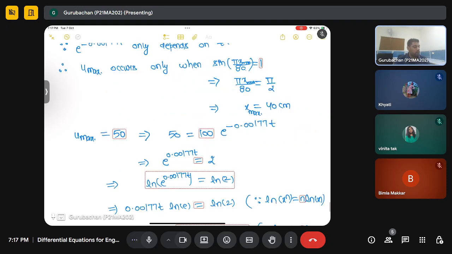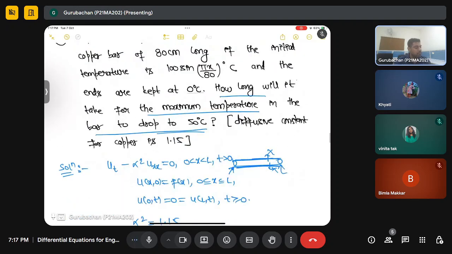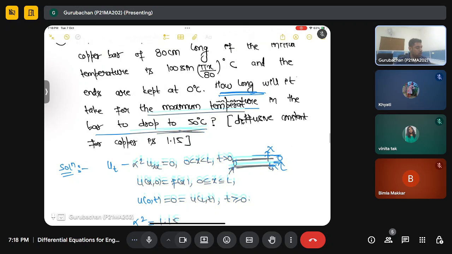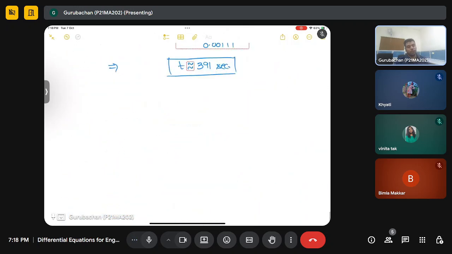So we are seeking how long it will take for this maximum temperature to drop to 50 degrees Celsius. Next question we discuss: we have given a rod and some temperatures u1 and u2 at both ends, and we want to find out the temperature after a long time, that is, as t tends to infinity.